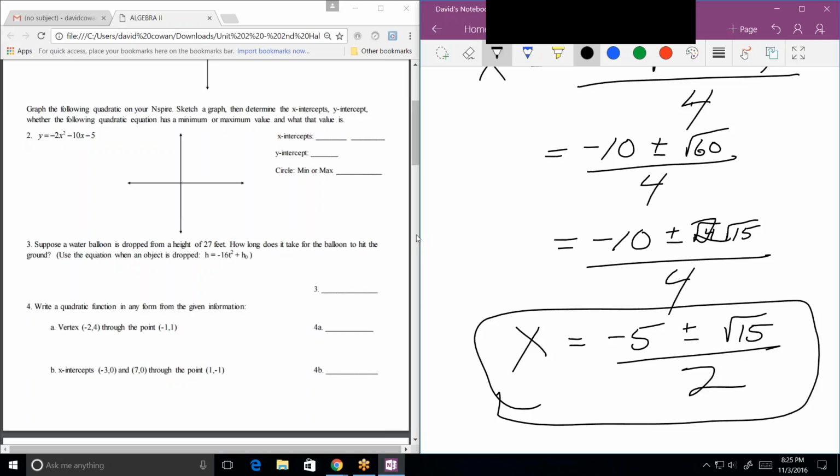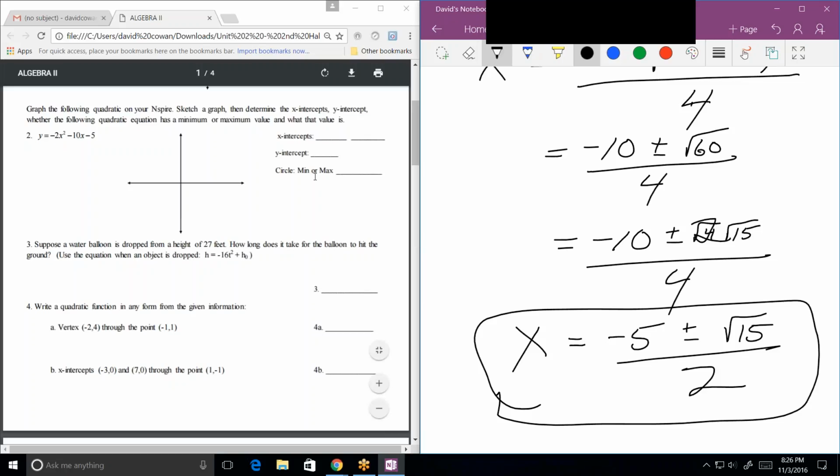In other words, my first answer would be minus 5 plus root 15 all over 2. And then my second answer would be minus 5 minus root 15 all over 2. Okay. And you could switch the first one. It's not going to make much difference, but there's really no reason to do it.